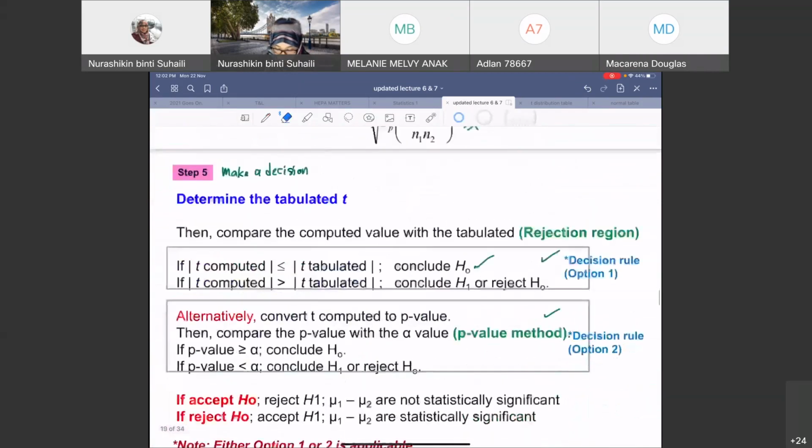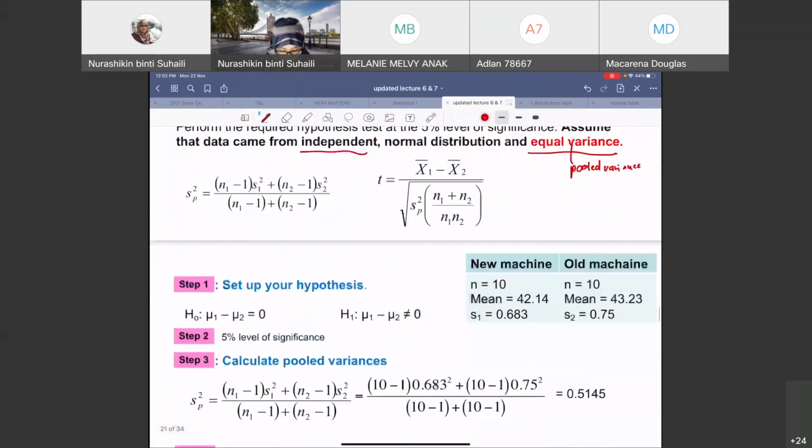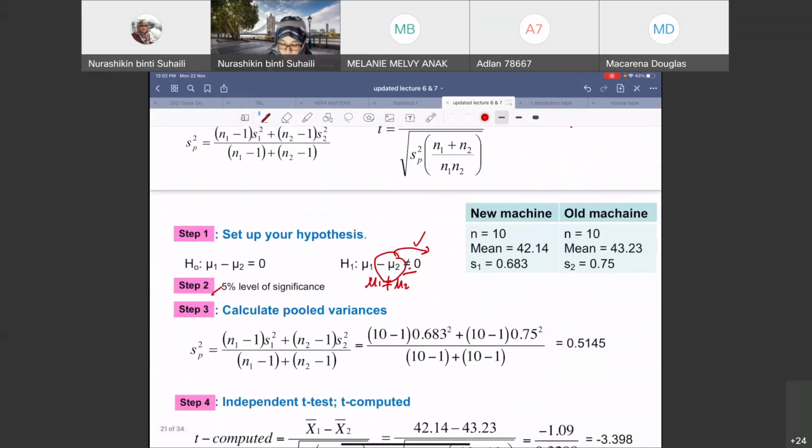Okay, let's have a look at the things that we have to solve. First one is set the hypothesis. See, this one is this one. You can also write it this way or this way, also the same. You transfer the mu2 to the left side. Step 2, alpha. Step 3 is to calculate Sp squared, the pool variance. Just apply the formula. So you have to know the symbols here. S1 is the standard deviation of sample 1, S2 is the standard deviation of sample 2, and n1 is the size of sample 1.